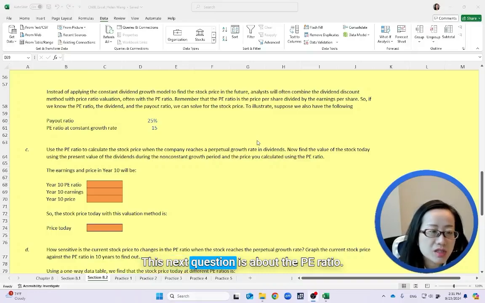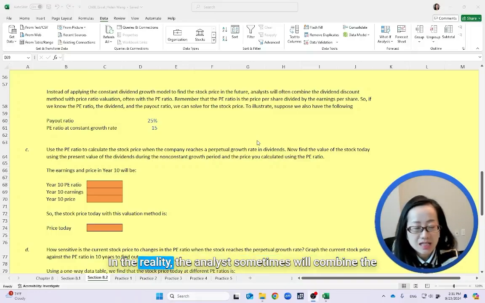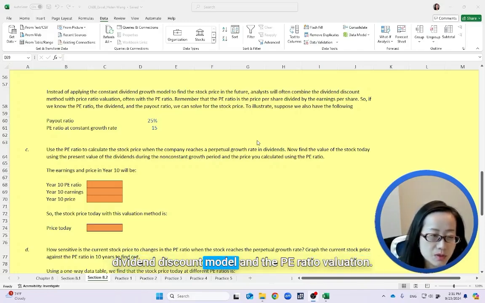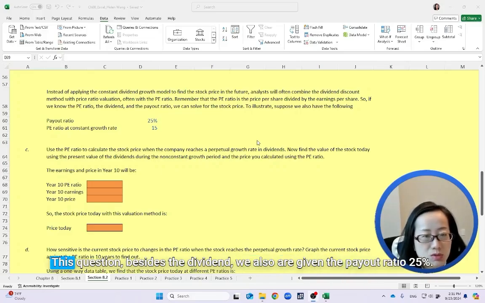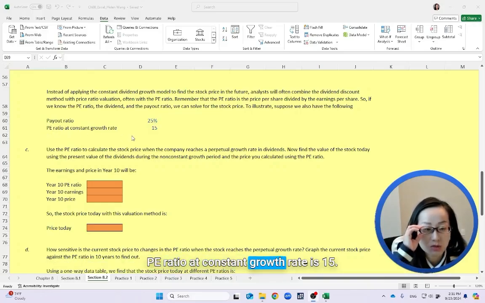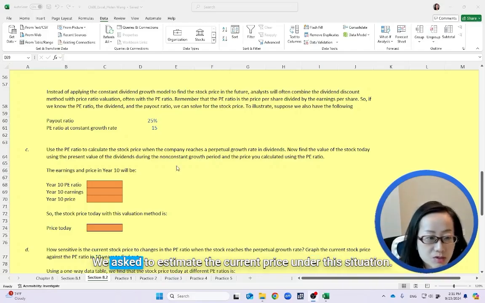This next question is about the PE ratio. In reality, the analysts sometimes will combine the dividend discount model and the PE ratio valuation. This question, besides the dividend, we also are giving the payout ratio 25%. PE ratio at constant growth rate is 10. We are asked to estimate the current price under this situation.